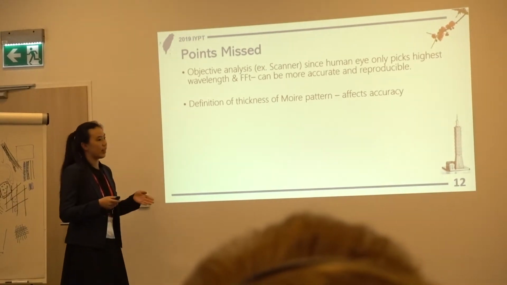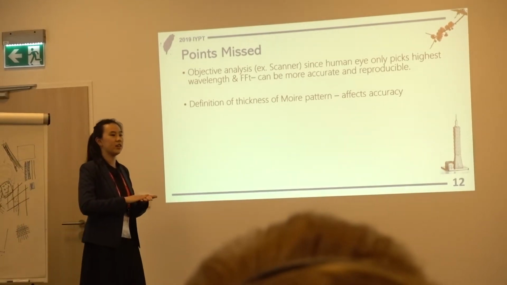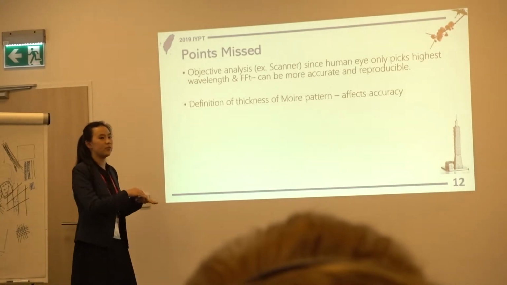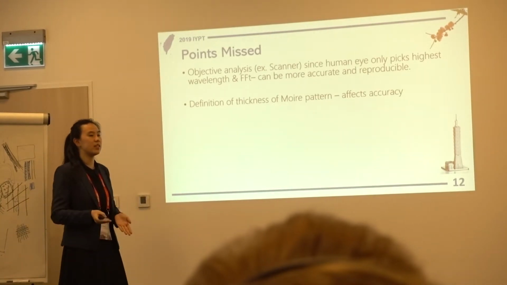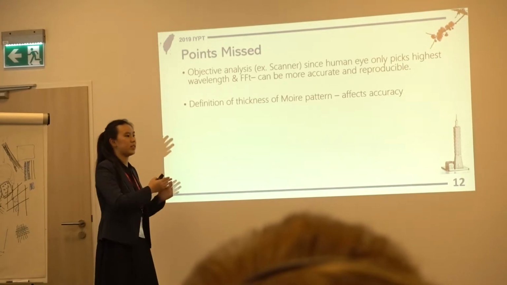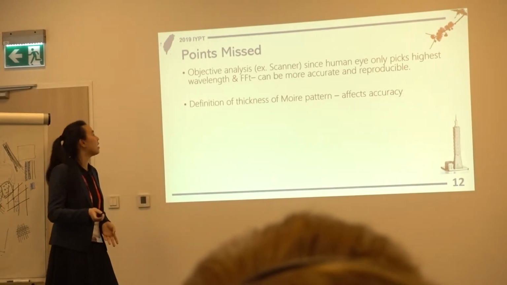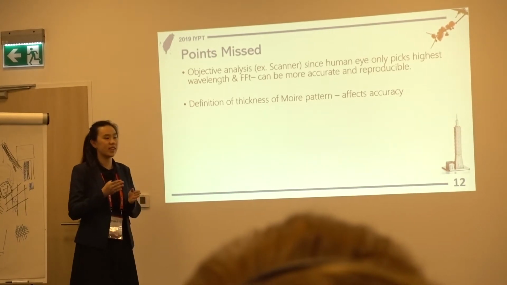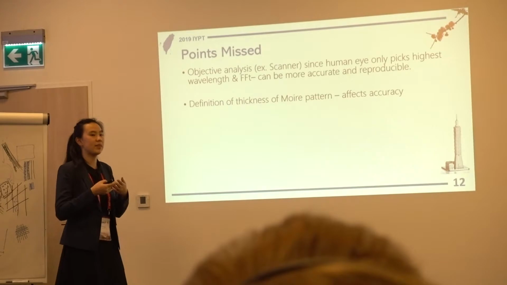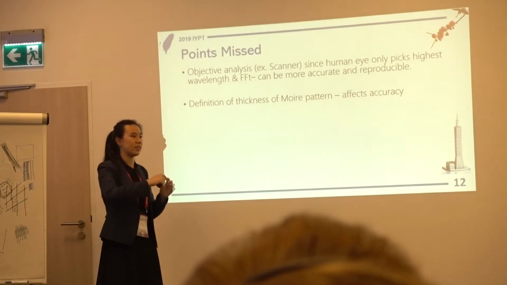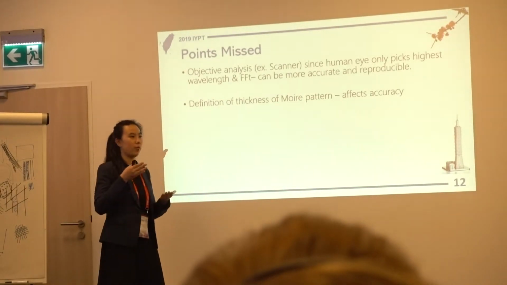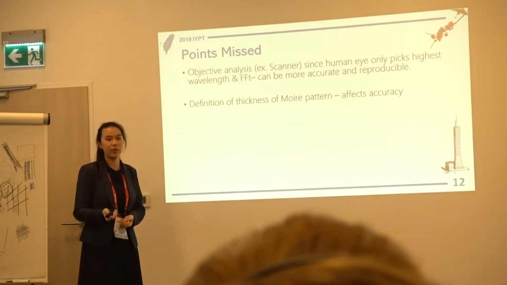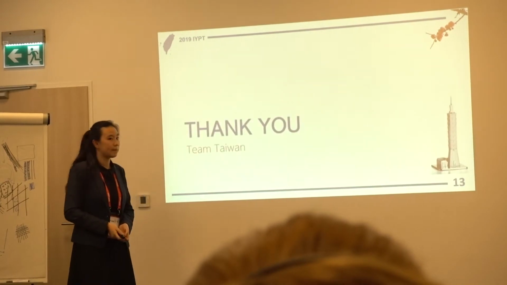For example, they could have used a scanner to scan the image and then use another program to run an FFT on it, and the FFT will give two frequencies, which will be the frequencies of the horizontal and the vertical lines. And then they also should have had a clearer definition of the thickness of the Moiré pattern itself, because I believe that the thickness of the Moiré pattern itself is what will also determine the accuracy that the reporter gets from her results. Thank you. Thank you very much.